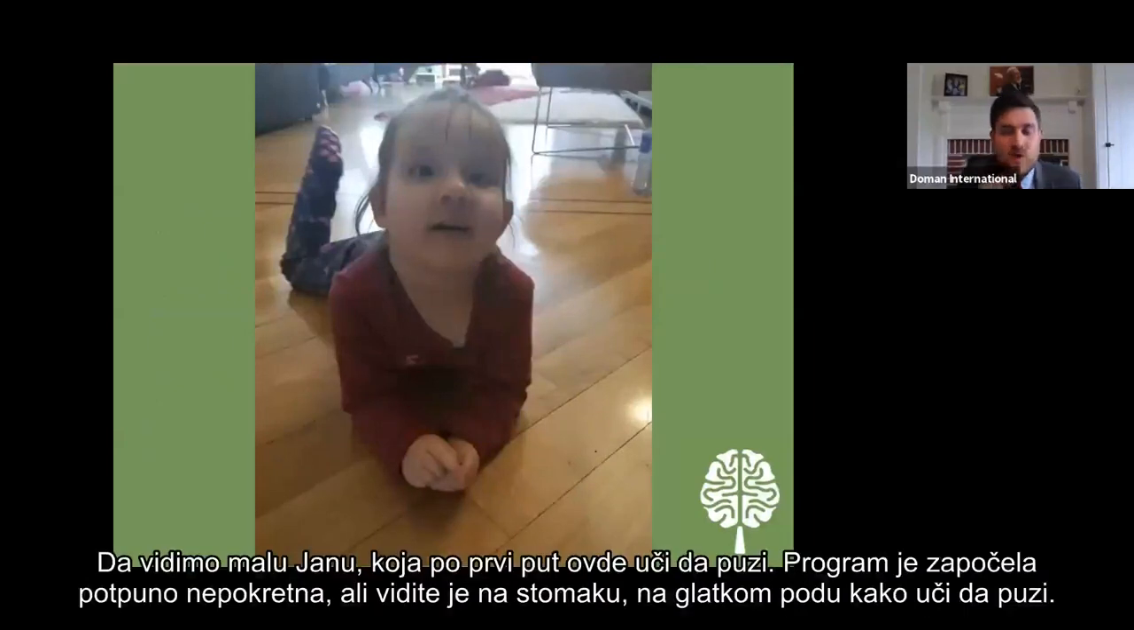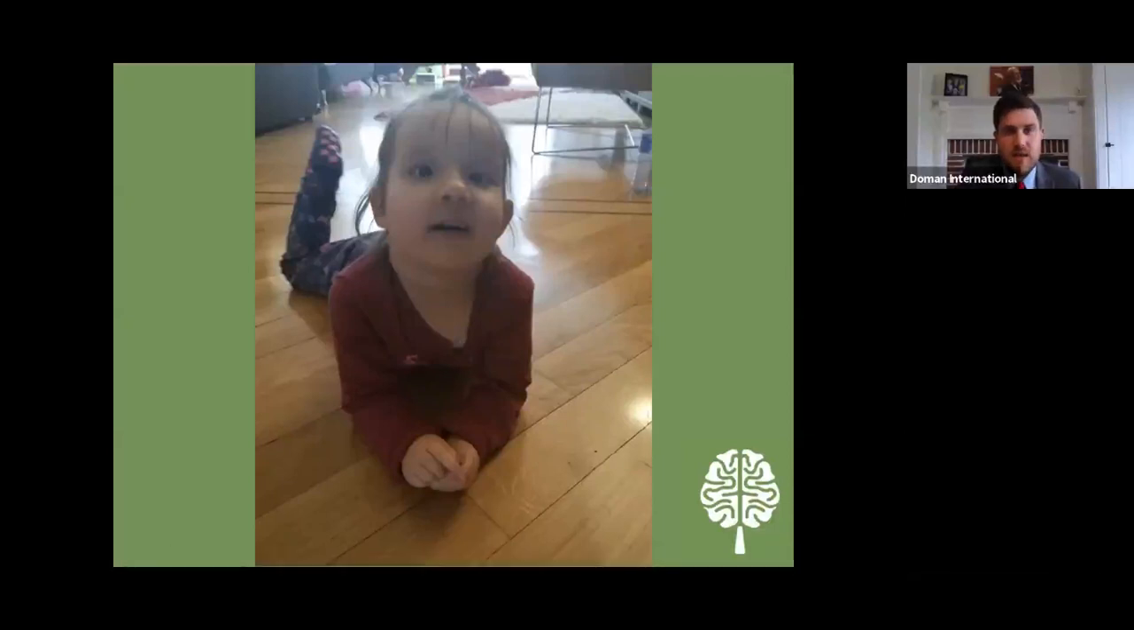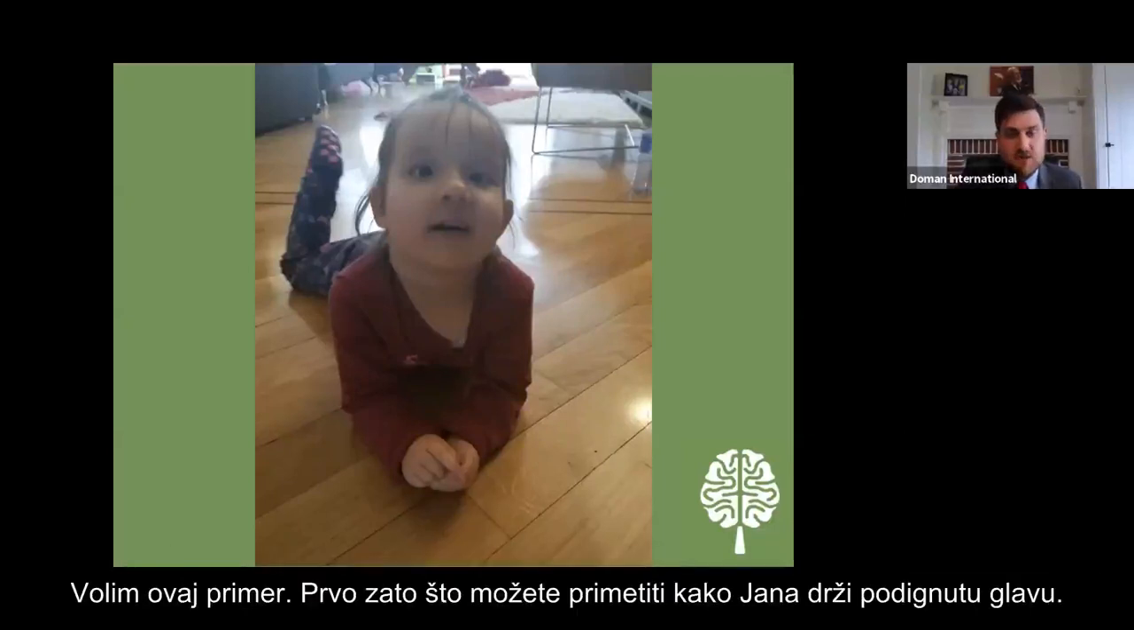Let's look at little Yana here. Yana is learning how to crawl for the first time here. She began the program completely immobile, but you can see she's on her belly, on the floor, on a smooth surface, learning how to crawl for the first time. Now, I love this example because first of all, please notice that Yana is picking up her head.